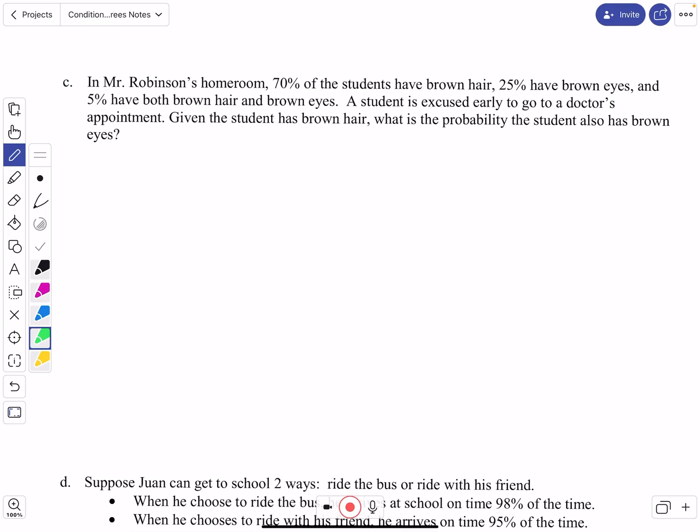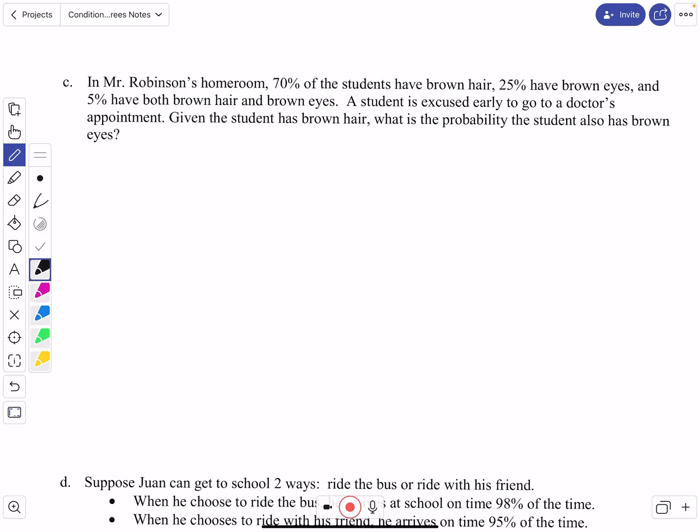Okay, now this one kind of goes back to yesterday, so we'll do a quick review on yesterday's stuff. In Mr. Robinson's homeroom, 70% of the students have brown hair, 25% have brown eyes, and 5% have both brown hair and brown eyes. A student is excused to go early to a doctor's appointment. Given the student has brown hair, what's the probability the student also has brown eyes?